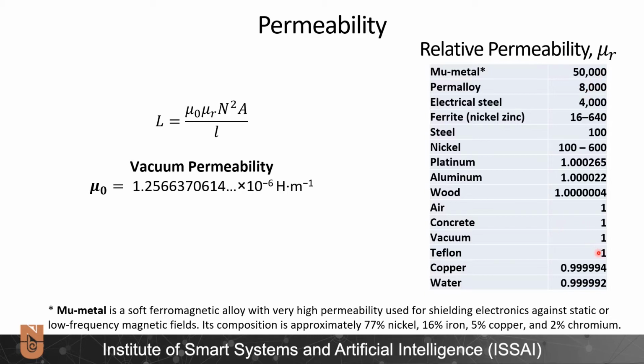Usually air, concrete, vacuum, and Teflon have the relative permeability of 1. But we have some special materials such as the mu metal, which might have the relative permeability of 50,000. That is why this material is used for magnetic shielding of electronics. This material, mu metal, consists of nickel, iron, copper, and chromium, and has this very high magnetic permeability value.